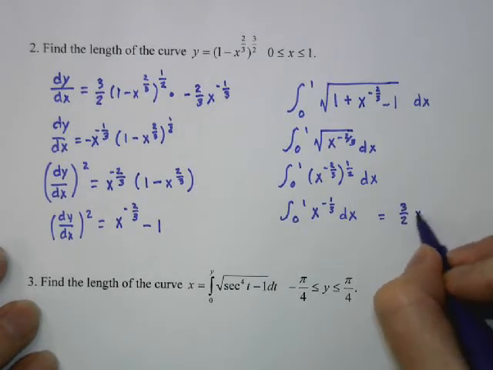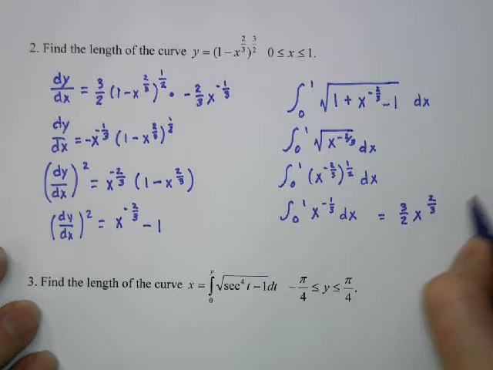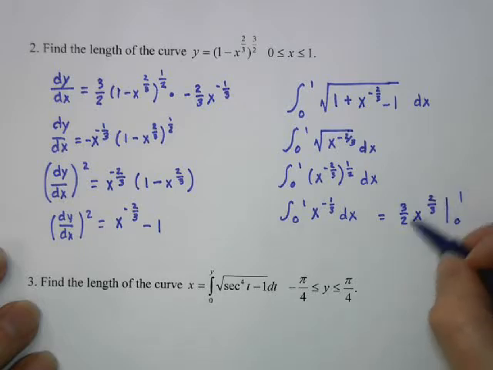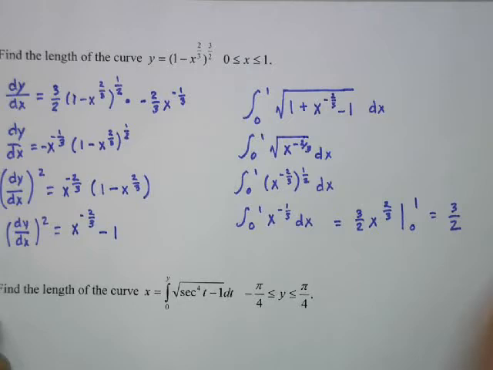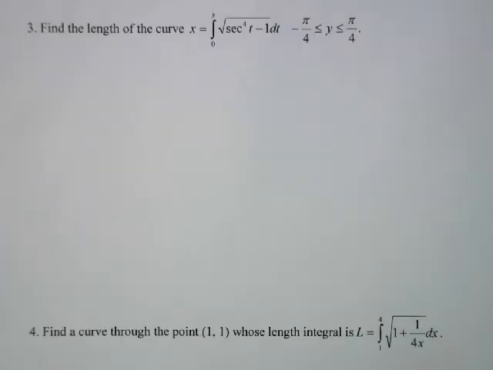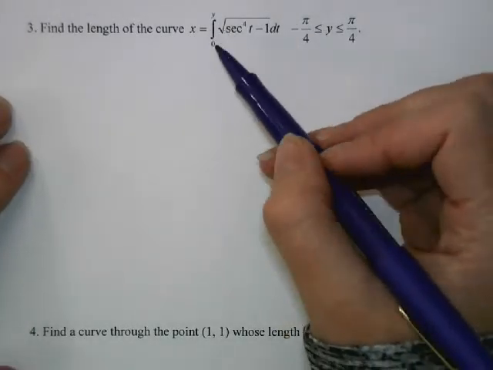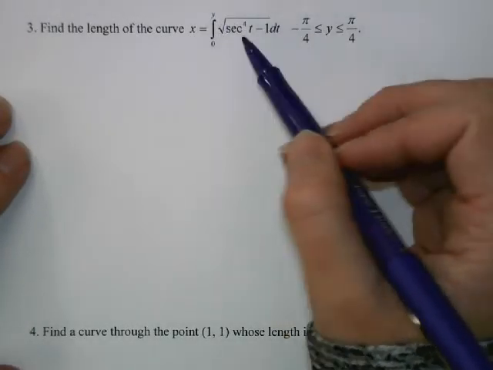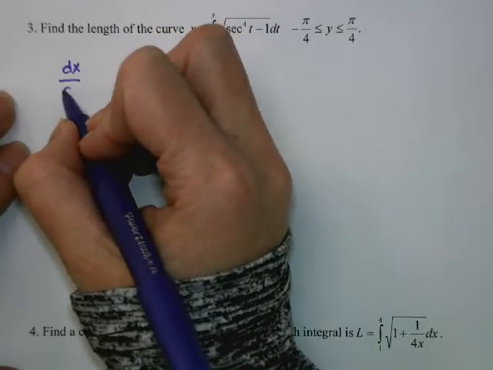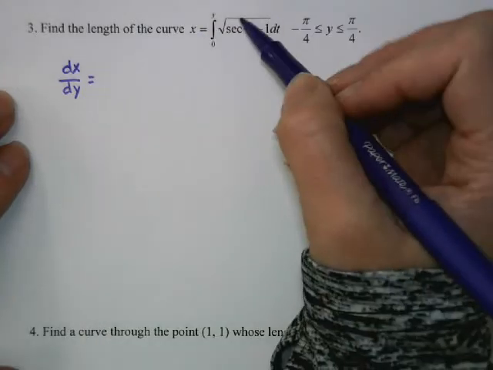Okay. So our next one, x equals the integral from 0 to y of the square root of secant to the 4th of t minus 1. So this is x, so we're going to find dx/dy. Well, if we're taking the derivative of an integral, the integral just goes away and we replace the variable. So it's going to be the square root of secant to the 4th y minus 1. So (dx/dy) squared is going to be secant to the 4th y minus 1.